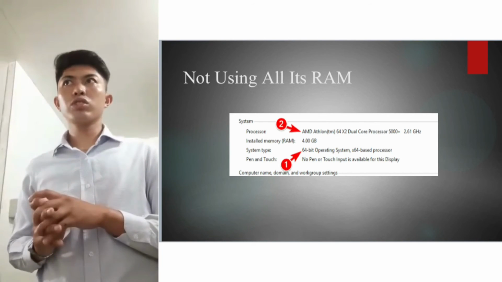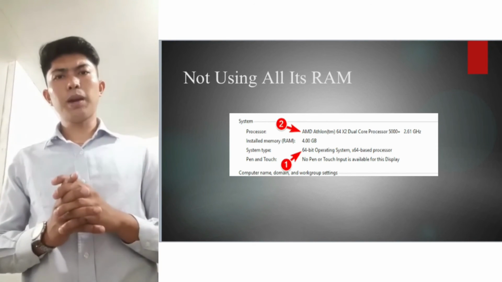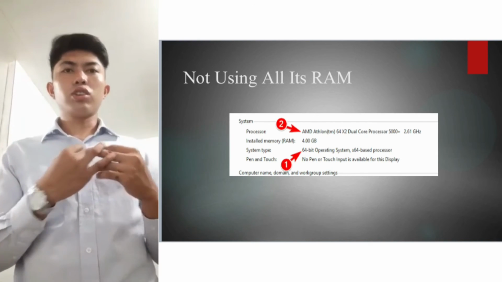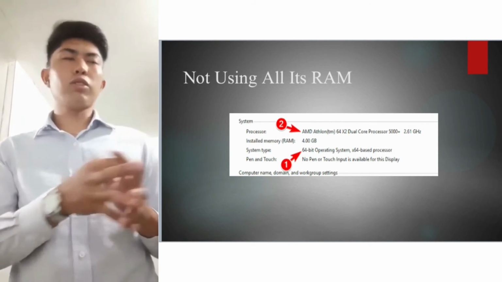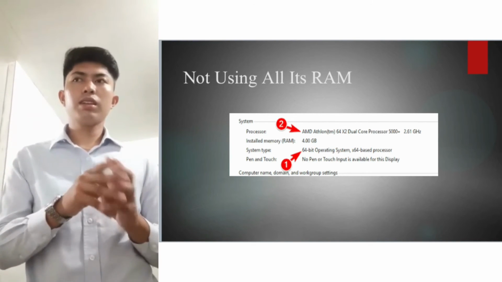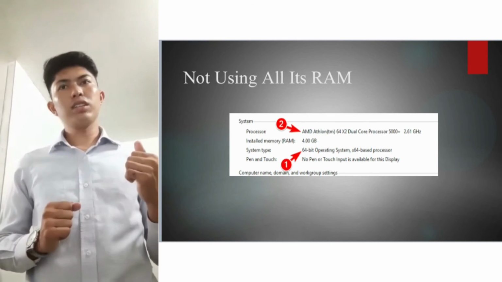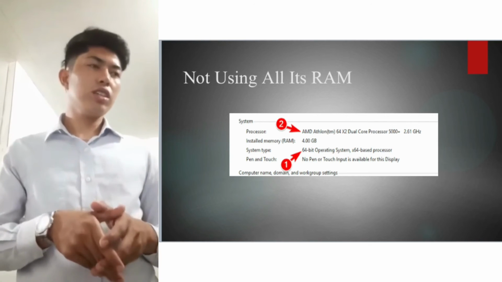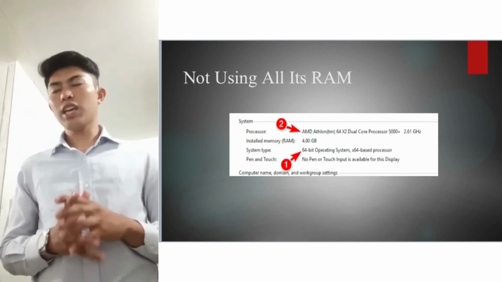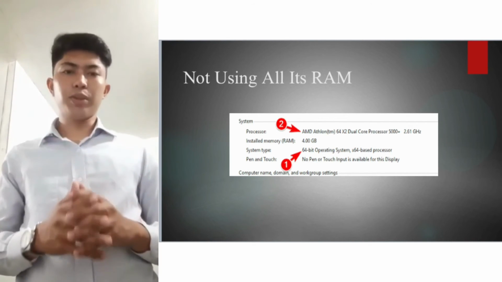So the solutions to these problems are: first, use a 64-bit version of Windows. Next, turn off auto RAM virtualization. Check if your RAM is properly seated. Check if your RAM is faulty. And the other is to rearrange your RAM modules. Check your BIOS settings. And the next is to use msconfig. And lastly, modify your registry.